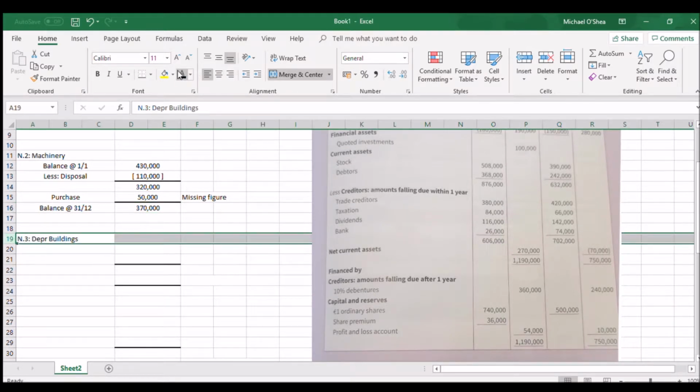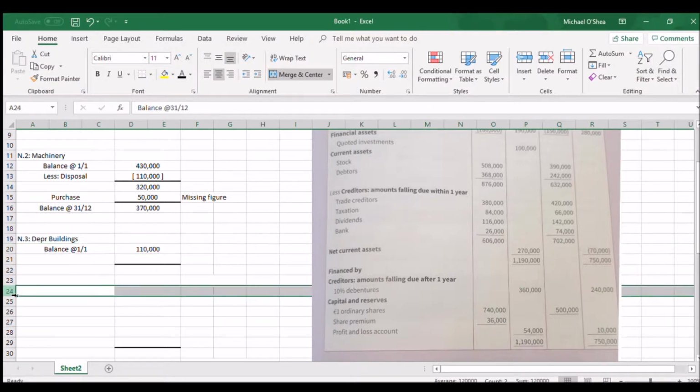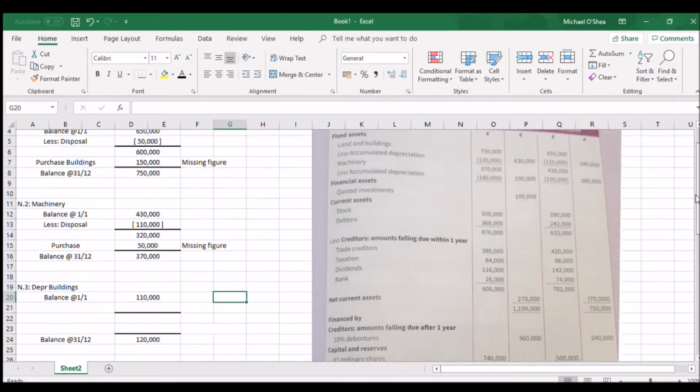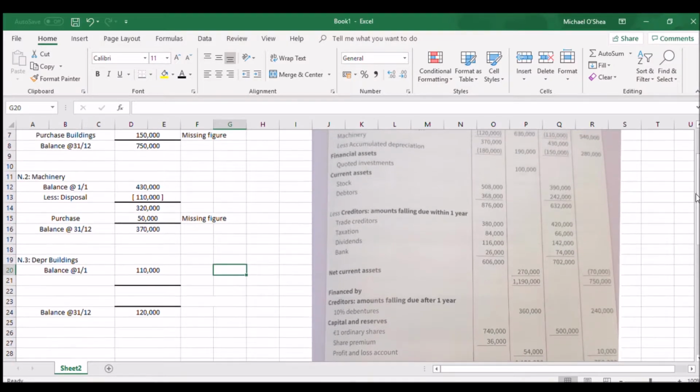Next, we have the cost done for both fixed assets. Now we're going to look at the depreciation. Similarly, we're given the balance at the start of the year, and I'm going to put up the balance for the end of the year as well, because we're given both for buildings. So 110,000 is our balance on the first of the first, and 120,000 is the balance at the 31st of the 12th, the end of 2010. So it went from 110 to 120.